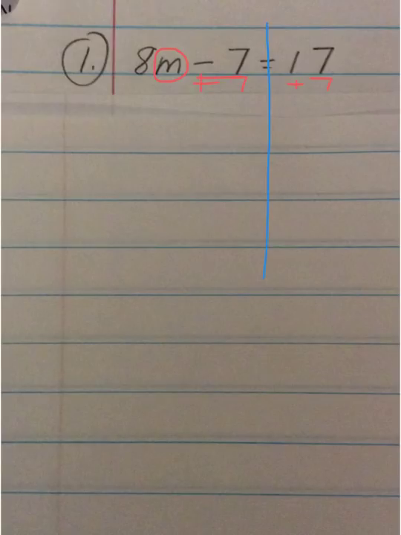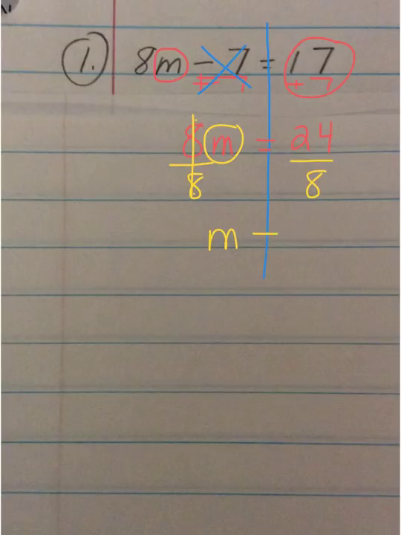Now this cancels out, and I'm left with 8m equals, and what is 17 plus 7? 24. Now here's my m. It's multiplied by 8, so I'm going to divide by 8 on both sides. That's 8 divided by 8, 1m, which is m, equals 24 divided by 8, which is 3. So the answer is m is equal to 3.